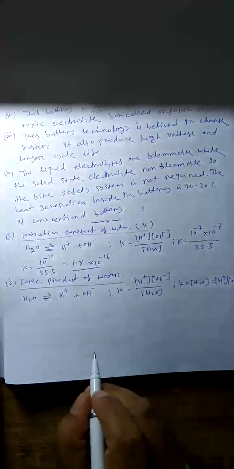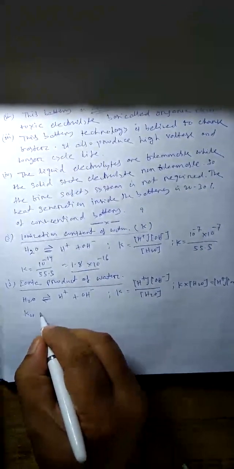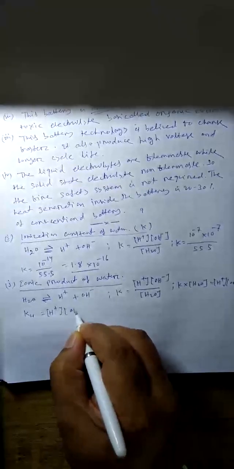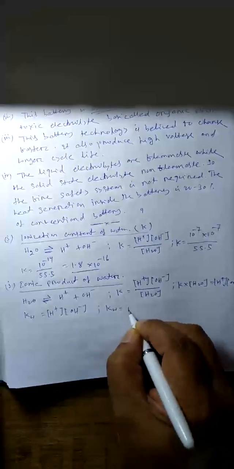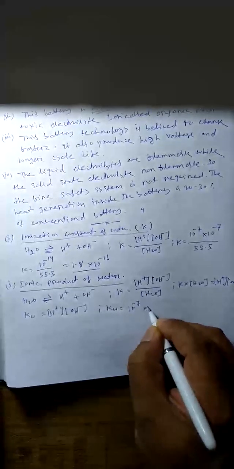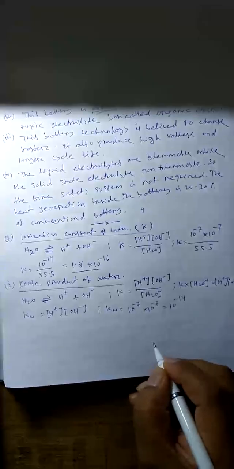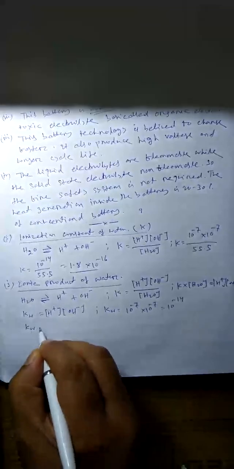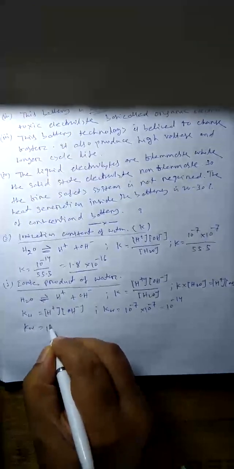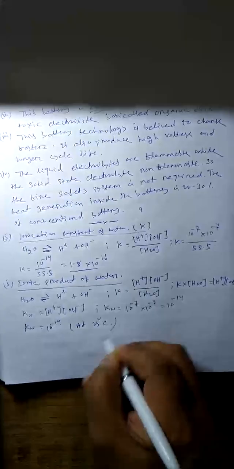OH minus concentration. K times water concentration is called Kw, the ionic product of water: Kw is equal to H plus concentration times OH minus concentration. Putting in the values, H plus concentration is 10^-7 and OH minus concentration is also 10^-7, so Kw is 10^-14, at a temperature of 25 degrees centigrade.